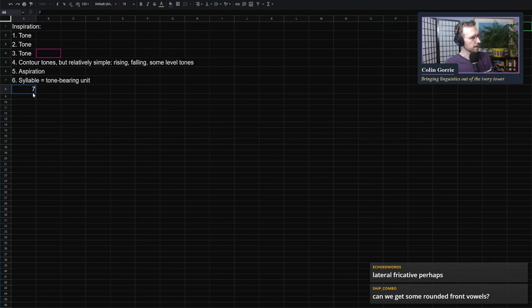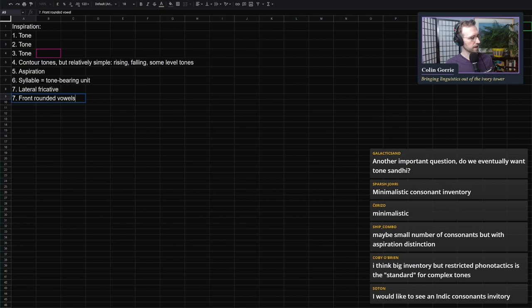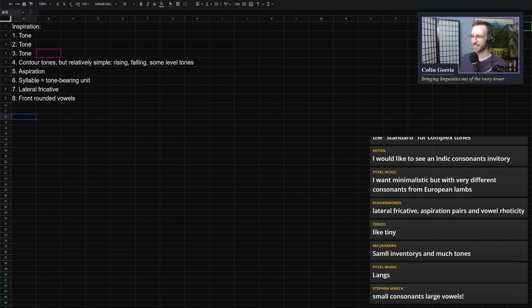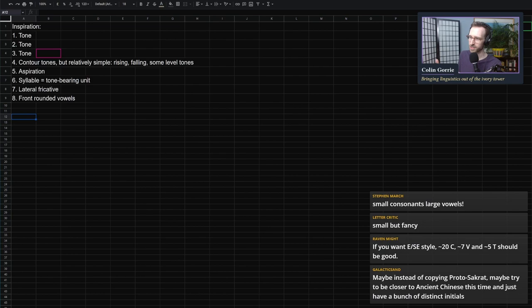Lateral fricative. We're getting in a request for some front rounded vowels. That could be fun. Yeah. We're getting a lot of responses saying minimalistic inventories. But what if we compromise and make one of the two, consonant or vowel inventories, minimalistic and the other one beautiful? That's a good idea actually.